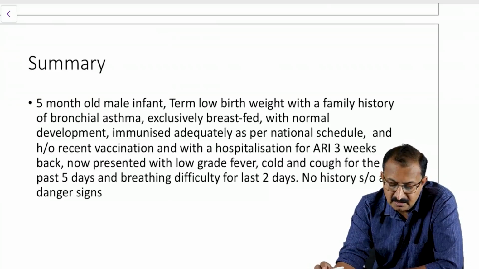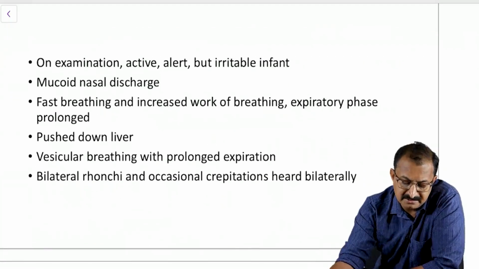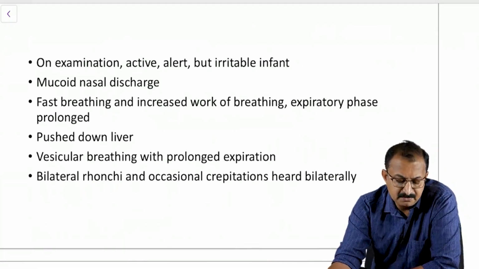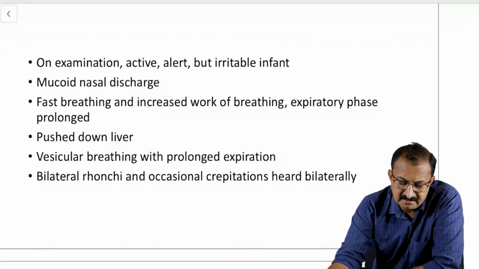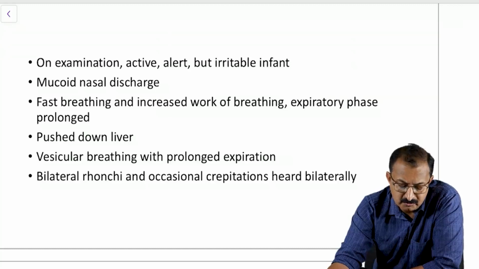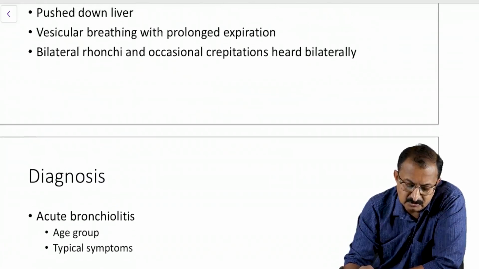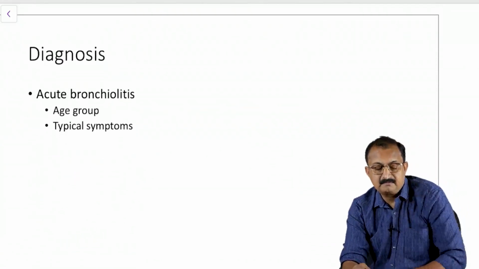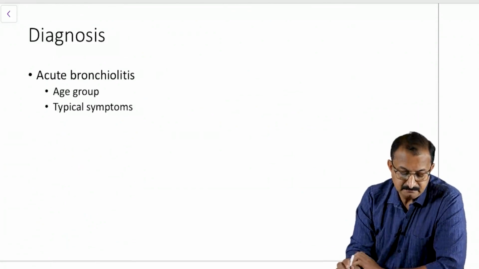And the findings, baby is active, alert but irritable, mucoid nasal discharge, no ear discharge, fast breathing and increased work of breathing, expiratory phase is prolonged, push down liver, vesicular breathing with prolonged expiration, bilateral rhonchi and occasional crepitations heard bilaterally. So with this, the most probable diagnosis is acute bronchiolitis.